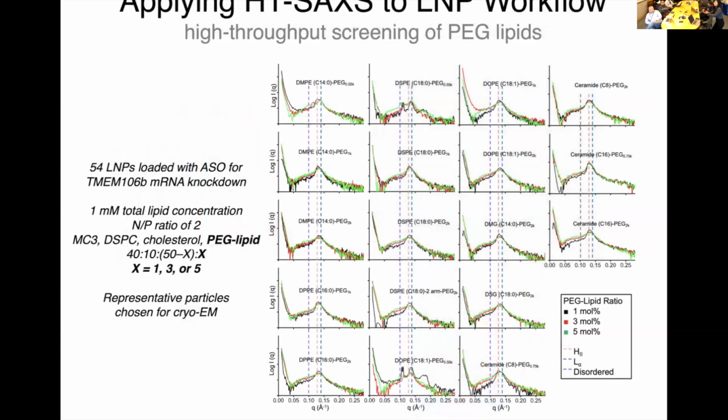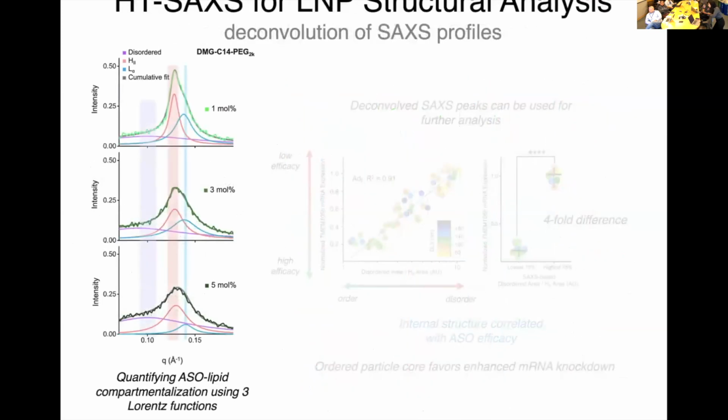Again, utilizing our high throughput platform, we are able to start screening different variables, and in this case we were looking at the types of PEG lipids and the amount of PEG lipids relative to other lipid molecules. So this is again 54 different LNPs, and we chose a couple of these particles for cryo-EM just to make sure that we were able to confirm what we saw under the scattering profiles.